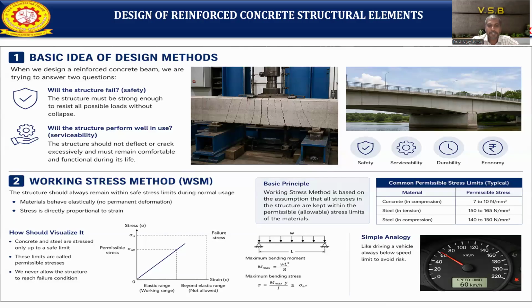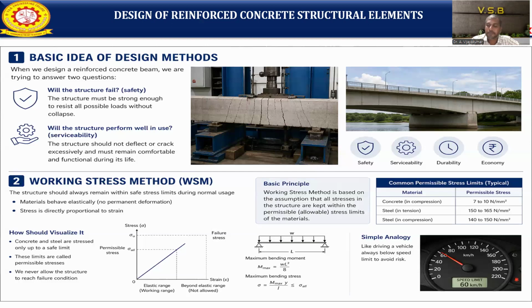You see the stress graph diagram, with the permissible stresses as well as the elastic range. In the linear diagram, this working stress method performs only within the elastic limits. After that, it cannot perform. What is the problem? If you remove the load, it comes back to the original position. So how are we going to visualize this method? The concrete and steel are stressed only up to the safe limit. After applying the load, the concrete member is going to be stressed and it distorts.